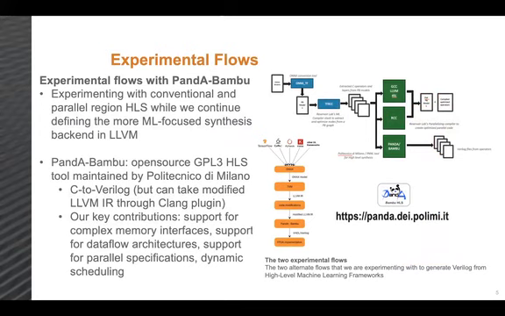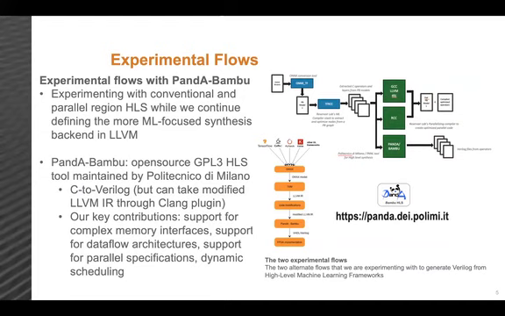To start and guide our design, we built an experimental flow around Panda and specifically Bambu, which is the high-level synthesis compiler inside the Panda framework. We have been working on it for a very long time. Most of us are graduate students that worked with Fabrizio while at Politecnico.